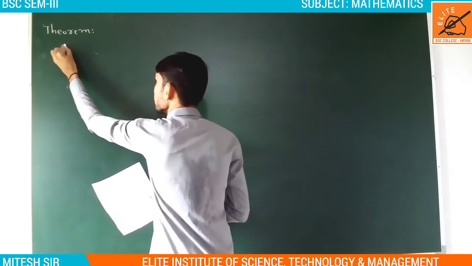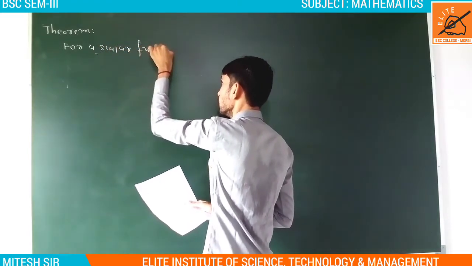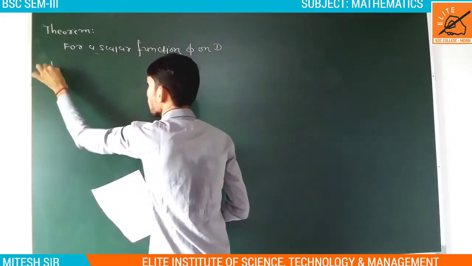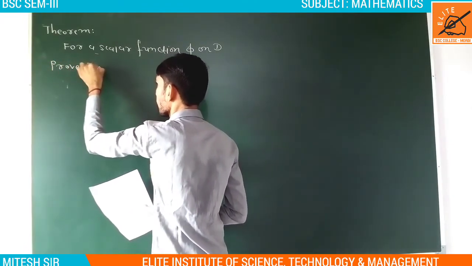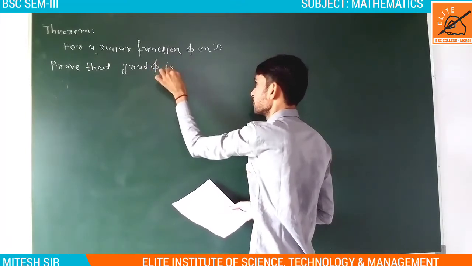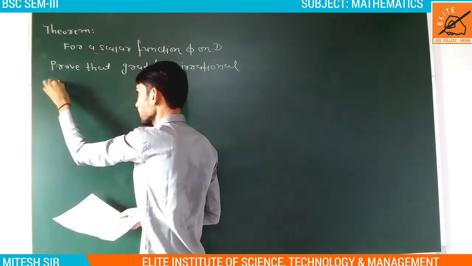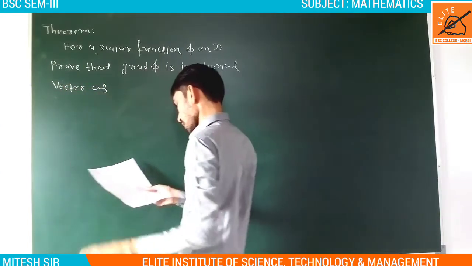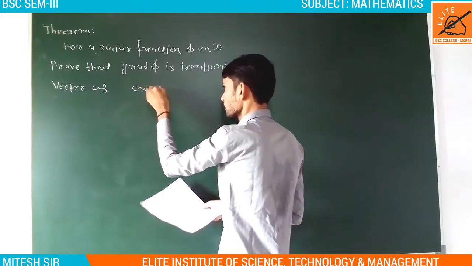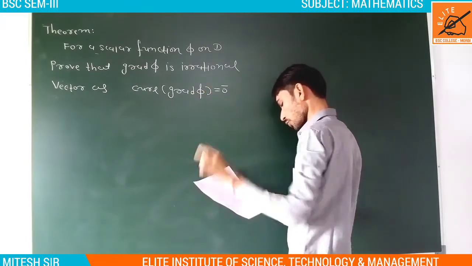For a scalar function phi on D, prove that gradient phi is an irrotational vector, as curl of gradient phi equal to 0 vector.